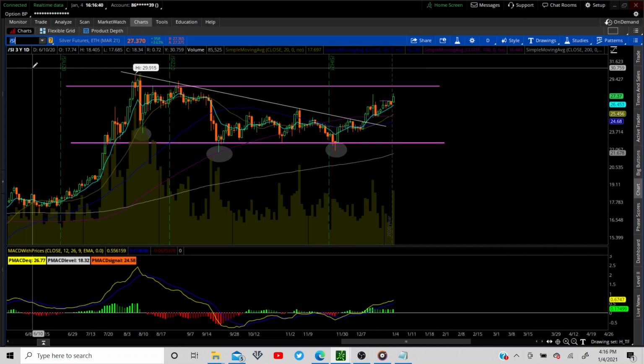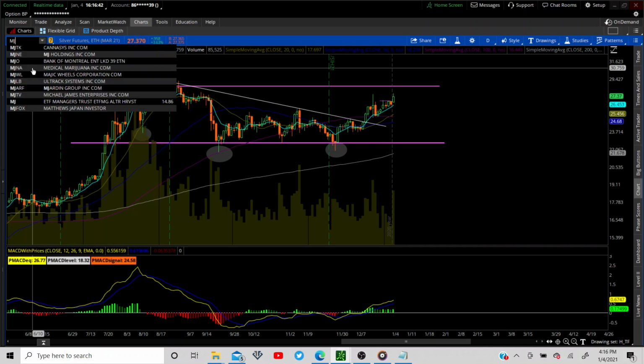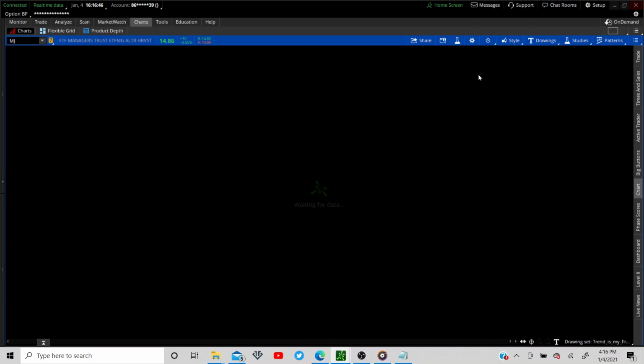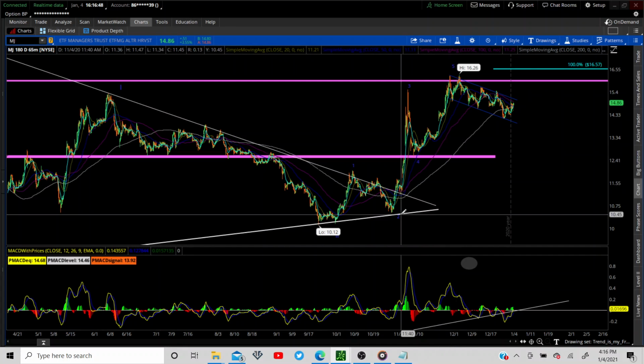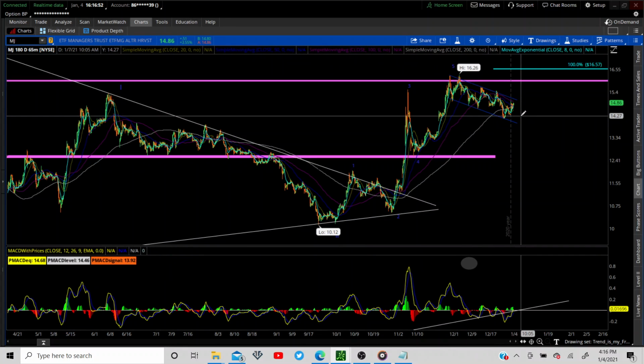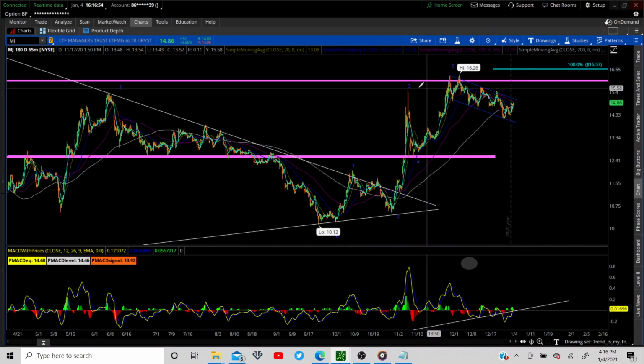So looking really good. One that I forgot to do this morning, but was on my radar, was MJ. We're in this name here, so we definitely want to cover it. Beautiful leg up. We have a flag pattern, and I think we're trying to make our way out of that at this time. So we'll continue to watch that. Have that on our radar for tomorrow.